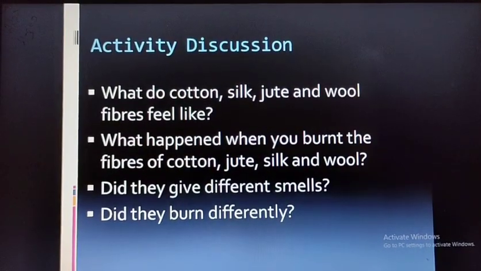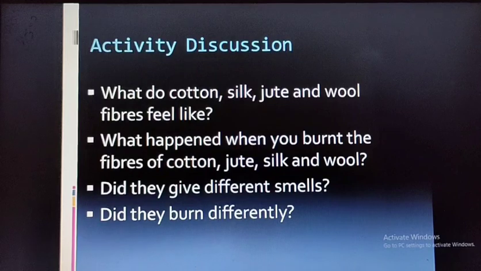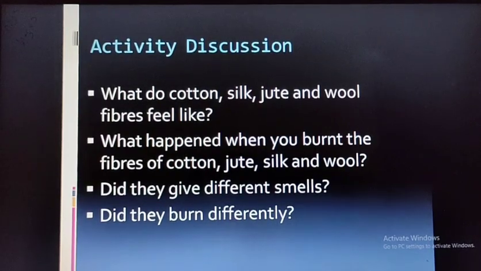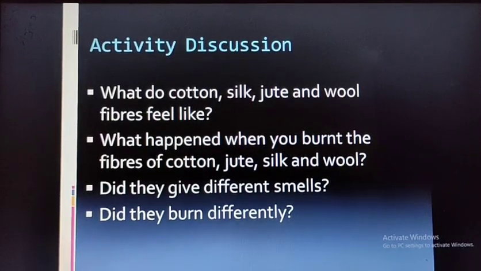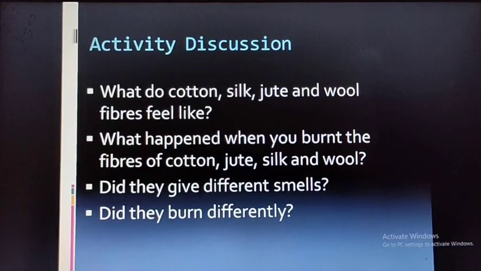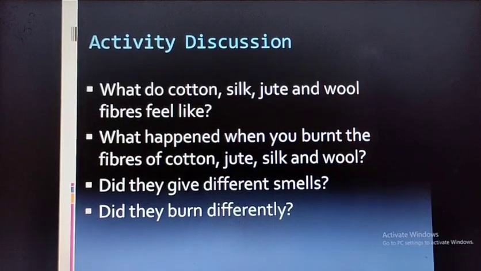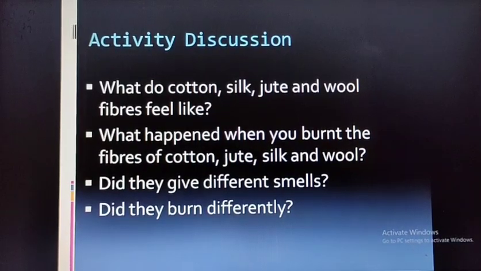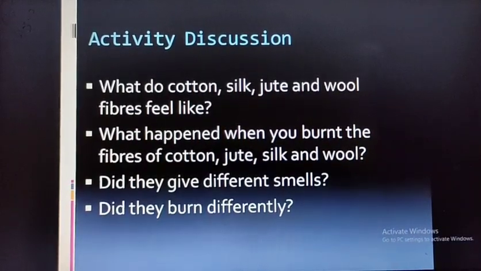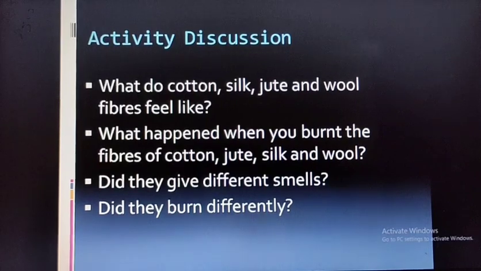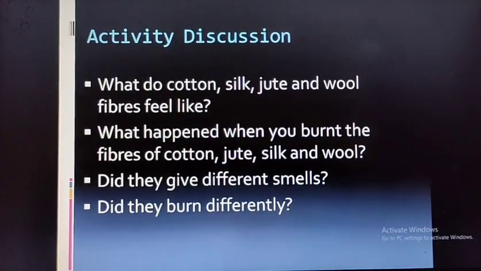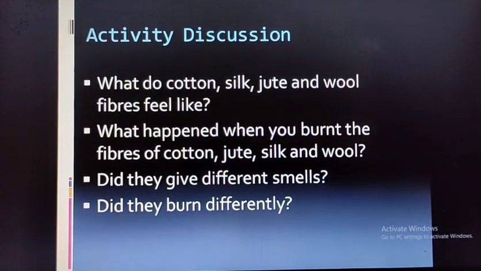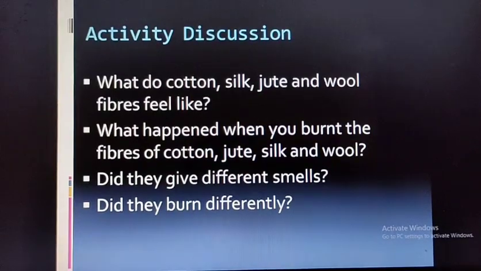Now there are some questions based on the activity. What do cotton, silk, jute and wool fibers feel like? What happened when you burned the fibers of cotton, jute, silk and wool? Did they give different smells? Did they burn differently? So students, the answers to all these questions are summarized in the further explanation.